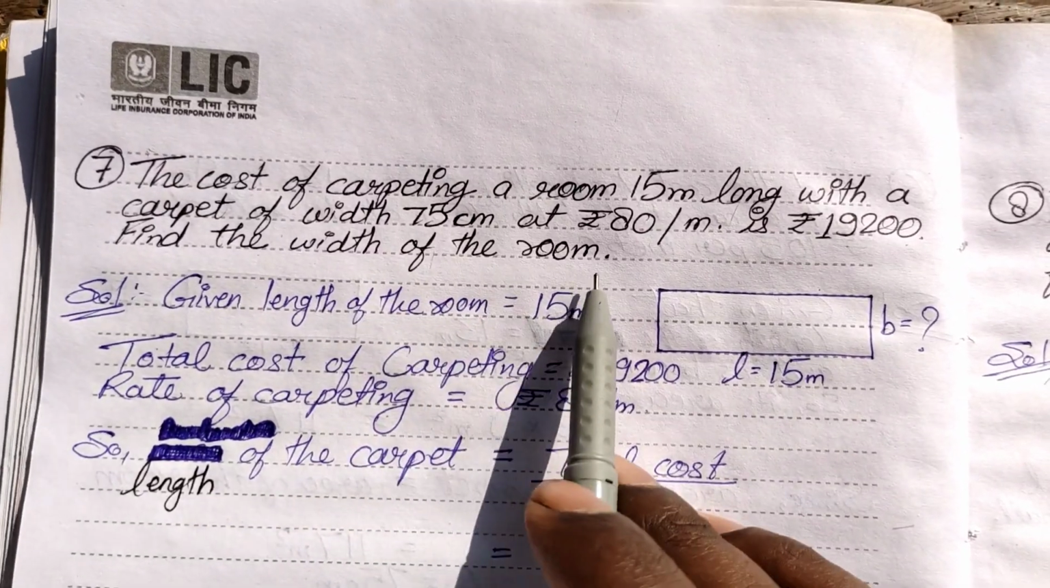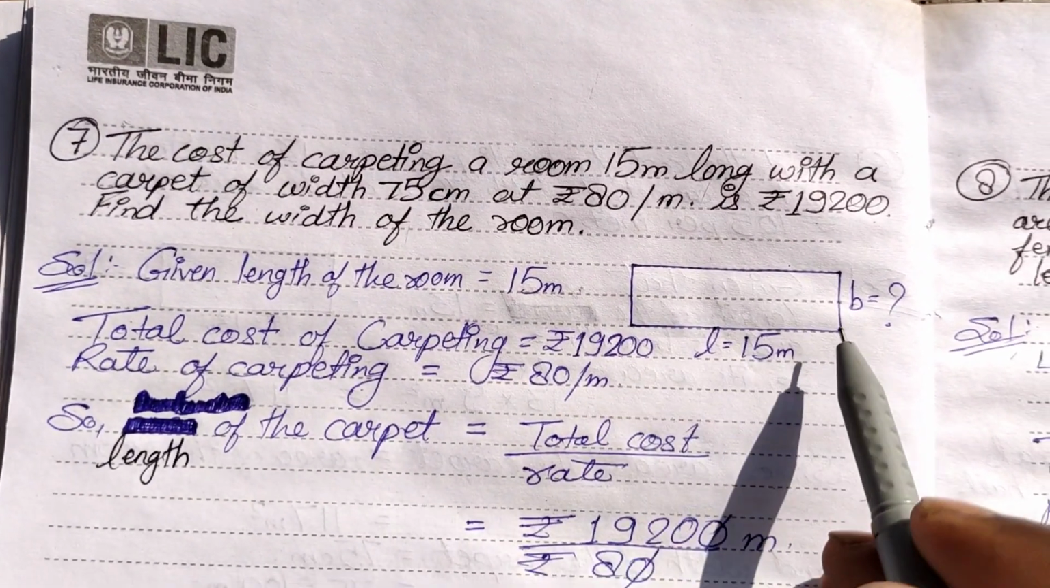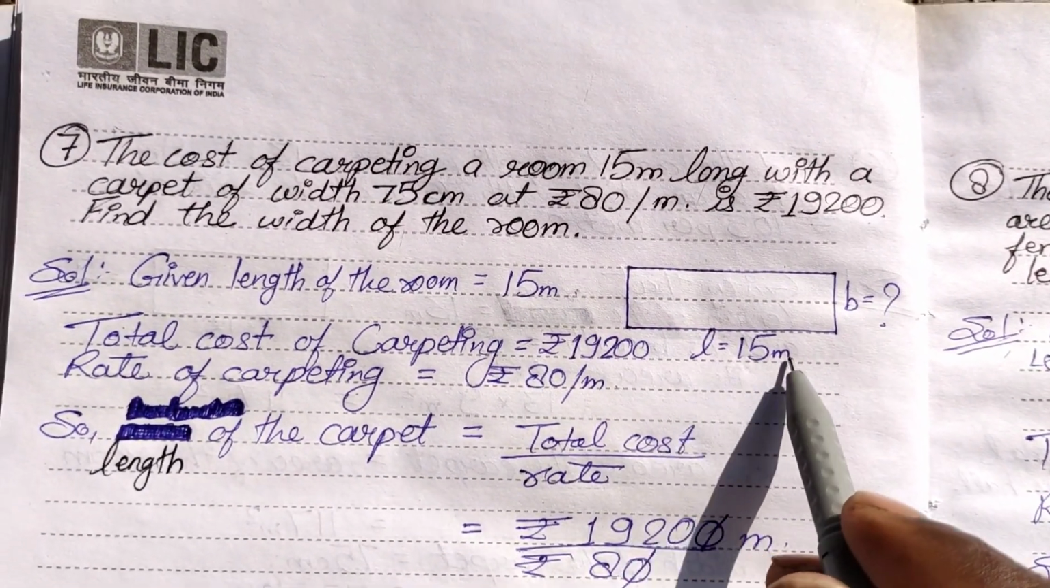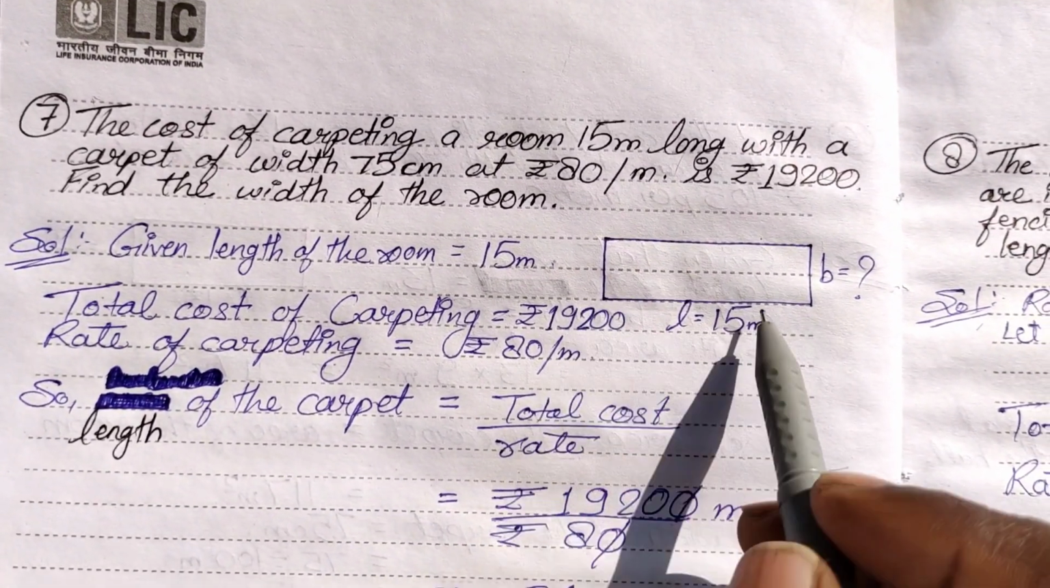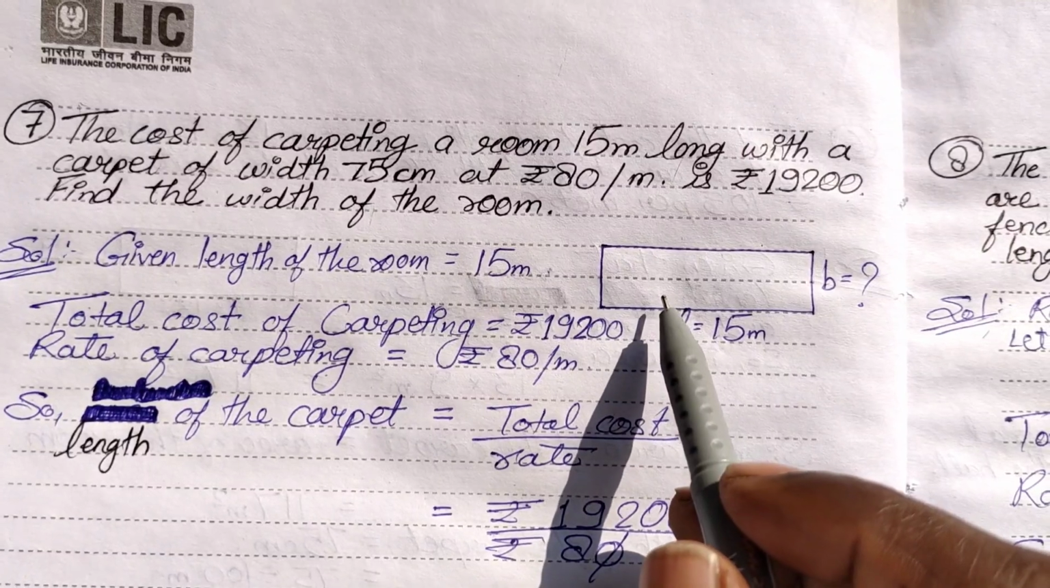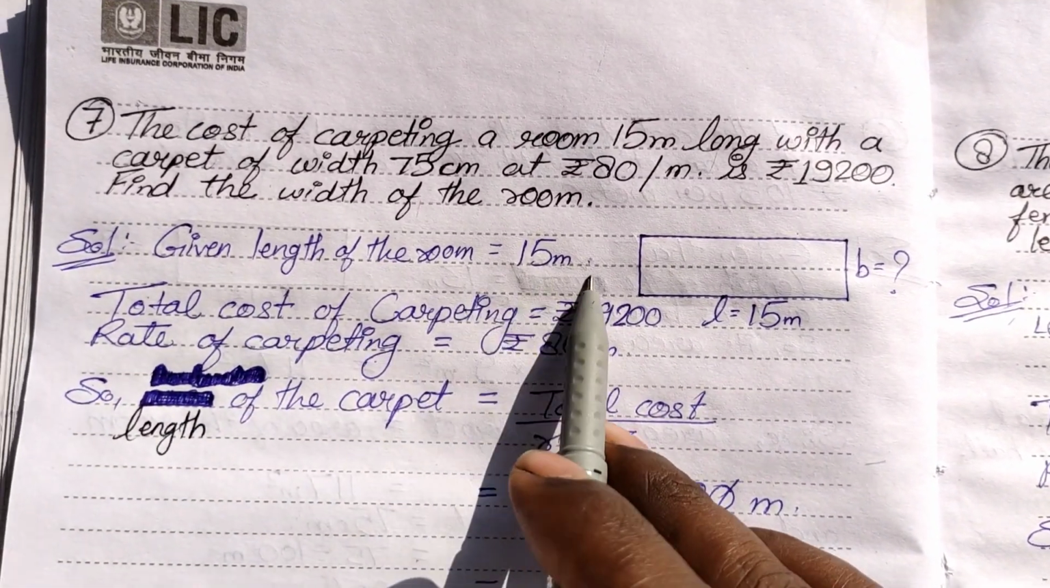Find the width of the room. Here we have to find the width of the room, that is, the breadth of the room. Length is given. Now, as we know, the area of the room, or say the area of the carpet, is equal to the area of the room. So here, given that the length of the room is equal to 15 meter.